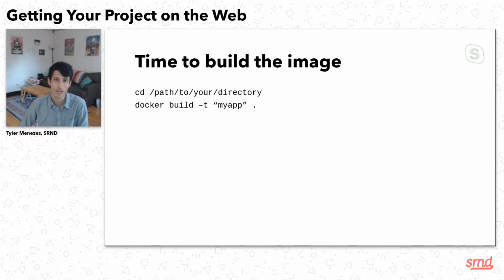So in order to actually build our image, we just go into that directory where we have our Docker file, and we say docker build, and we say -t and give it a name. So I'm just calling it my app in this case. And then we put a dot here, and that just says build the current directory. So we're going to build the current directory, that one with the Docker file in it, and we're going to call it my app.